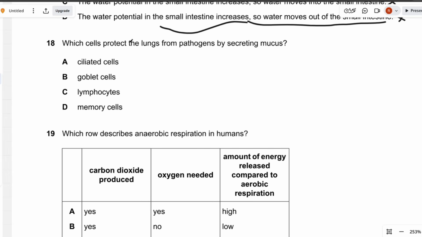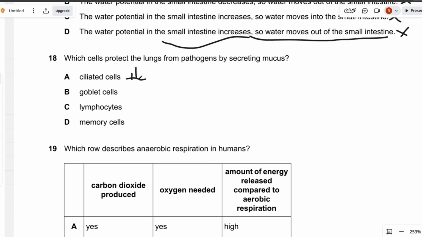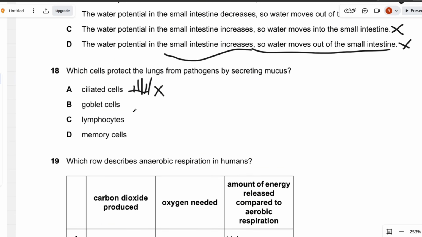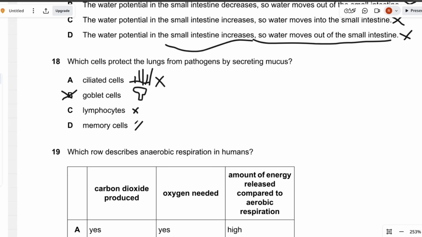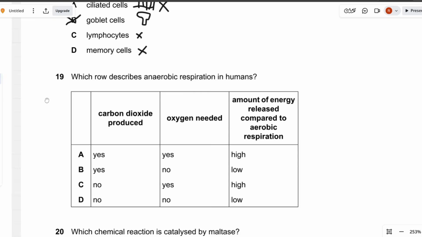Which cells protect the lungs from pathogens by secreting mucus? Is it ciliated cells? Ciliated cells are cells with hair-like projections, so it's not ciliated cells. Goblet cells. Goblet cells are cells that literally look like a goblet, which is a cup, and they contain mucus, and that is the correct answer, so it's goblet cells. Lymphocytes. No, lymphocytes produce antibodies. Memory cells. Memory cells are just a type of lymphocytes.